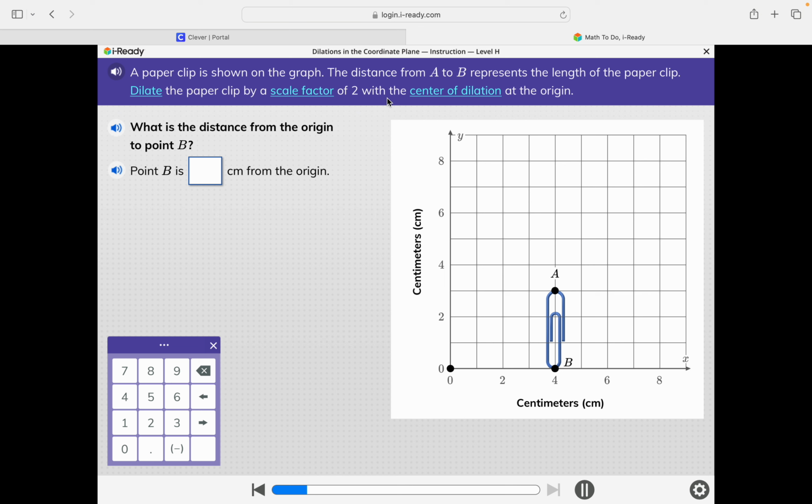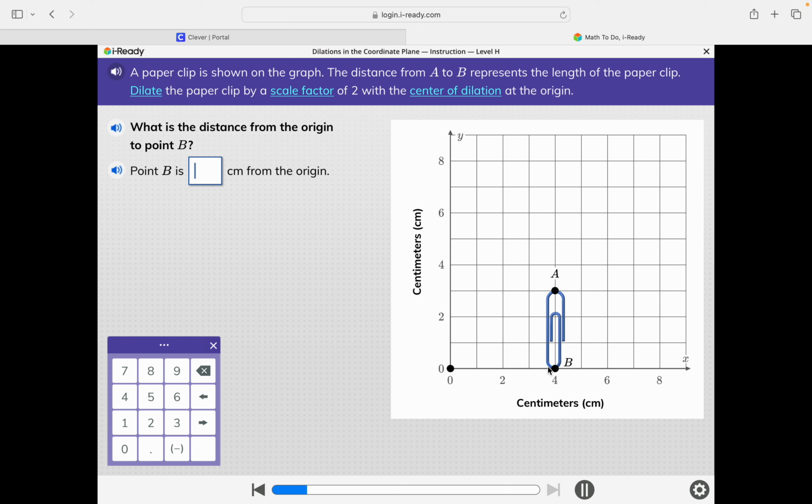In our graph, the distance from A to B, from here to here, represents the length of the paper clip. We have to dilate. Dilate means make it bigger or smaller. With a scale factor of 2, we have to make it bigger. Dilate the paper clip by a scale factor of 2.